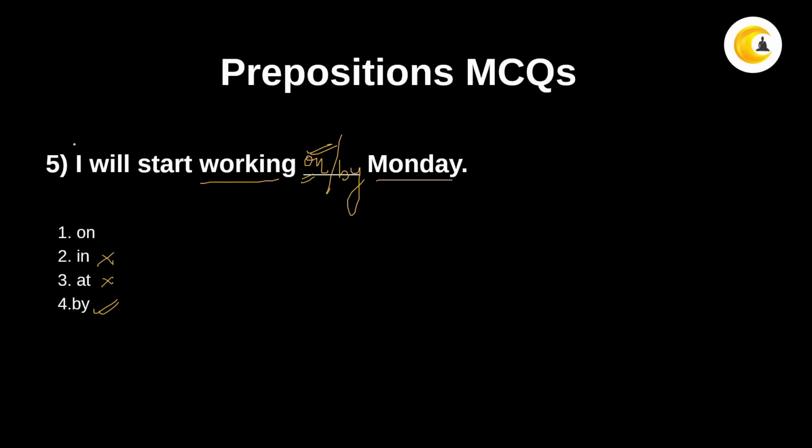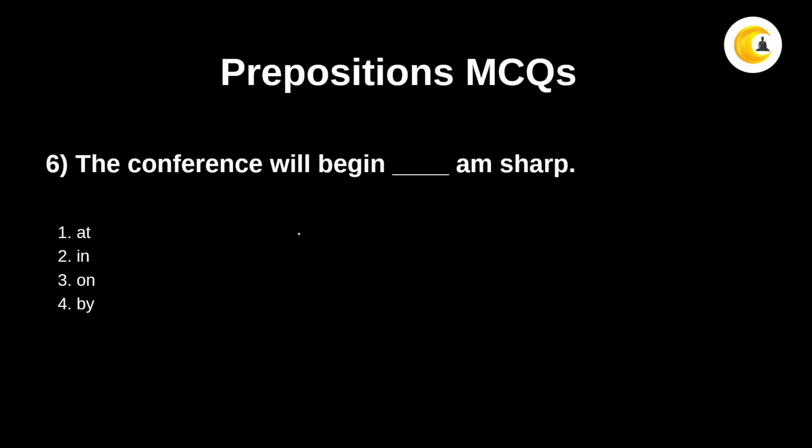Okay. And since the intent of the writer is not mentioned here, whether you choose on or you choose by, you will get marks for both. Okay. So it can either be 1, it can be 4. Both are fine. Okay. Moving to the next one.